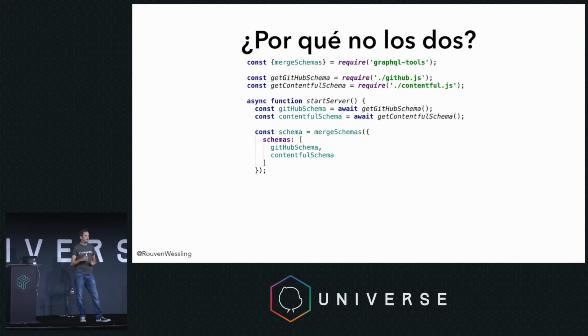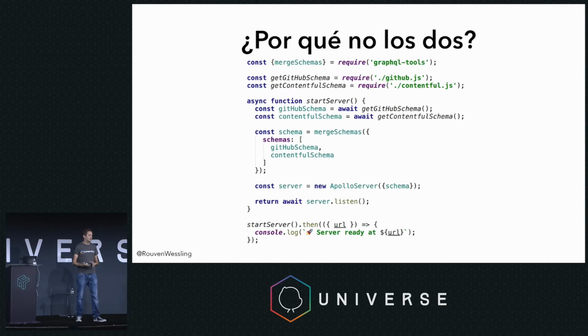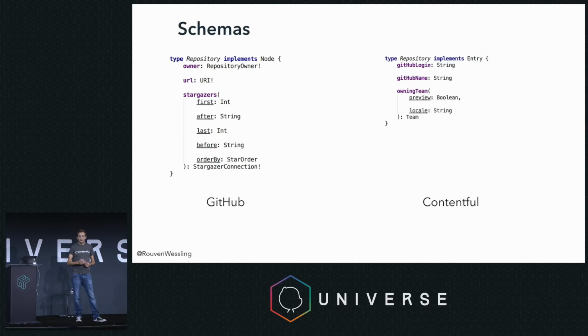Merge schemas from GraphQL tools simply combines everything into one big schema, but intelligently remembers which query belongs to which API and delegates them correctly. At this point, things simply exist in one schema without any references between them. And again, I start my server. And this is what the schema looks like individually. We have a GitHub schema with the data from GitHub, and we have a Contentful schema with the data I store in Contentful.